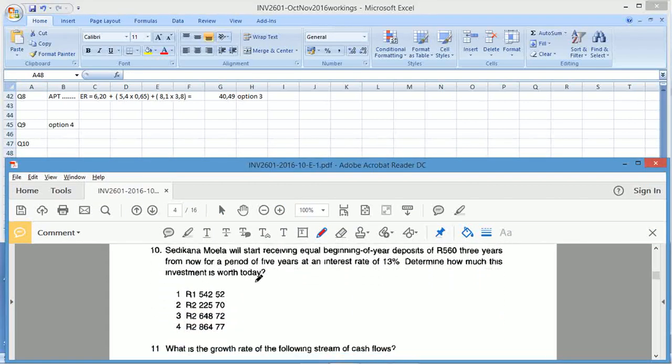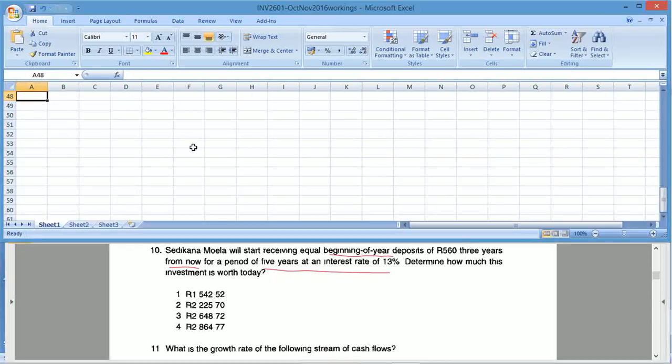Question 10. S will start receiving equal beginning of year deposits. That's important. Begin mode on your calculator of 563 years from now for a period of 5 years at a rate of 13%. Determine how much is this investment worth today.